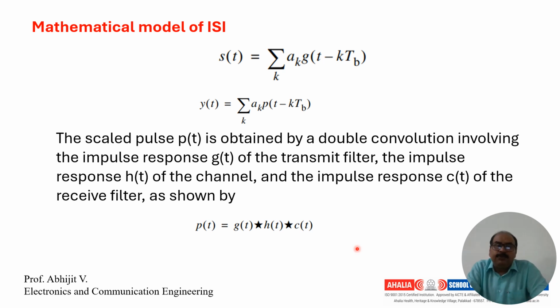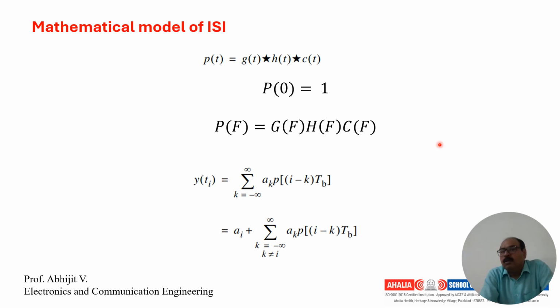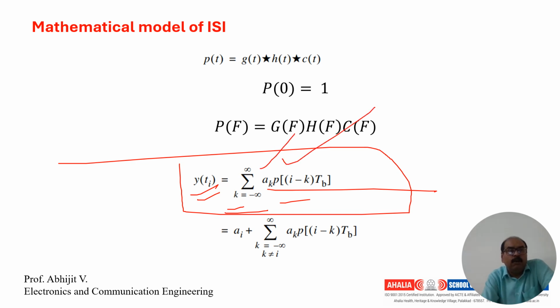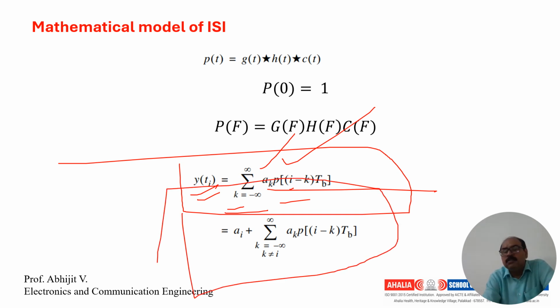So what is p of t? g of t convolution h of t convolution c of t. So from the previous equation, we get the output symbol of the received one as y_t of i, which is nothing but the summation over k from minus, we don't know how long it goes on. Suppose you are transmitting a voice signal, it can go from minus infinity to infinity or something beyond. So we have an input signal a of k, which will be p of i minus k T_b. So this is the ith symbol. This gives you the output at the receiver for the ith symbol.